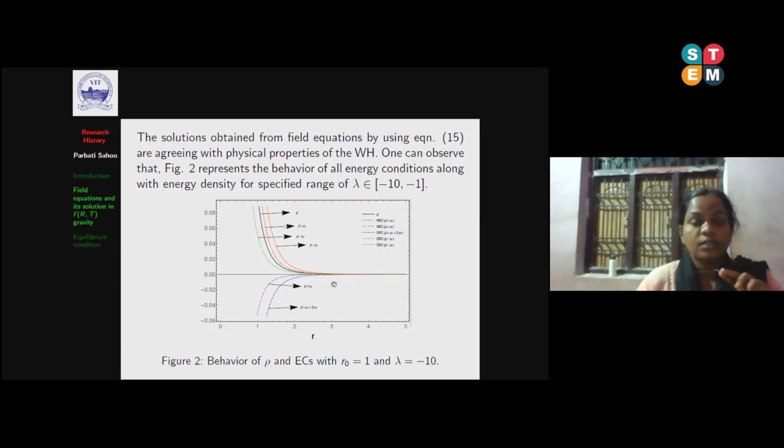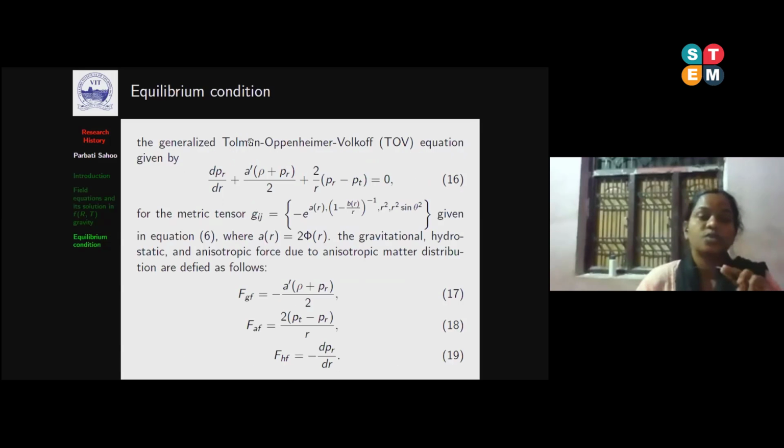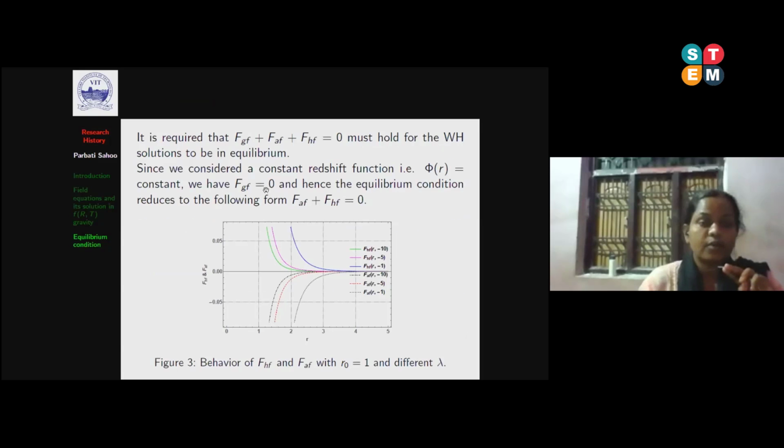After looking at the energy conditions and the density behavior, in order to check the equilibrium conditions for stability of this model, we have considered the TOV equations. By using these TOV equations, we have obtained these forces: gravitational, hydrostatic and anisotropic force. Since we have considered the redshift function as constant, the gravitational force approaches 0. And for the equilibrium state, the sum of all the forces should be 0. So we have to check that the anisotropic force and hydrostatic force together sum to 0.